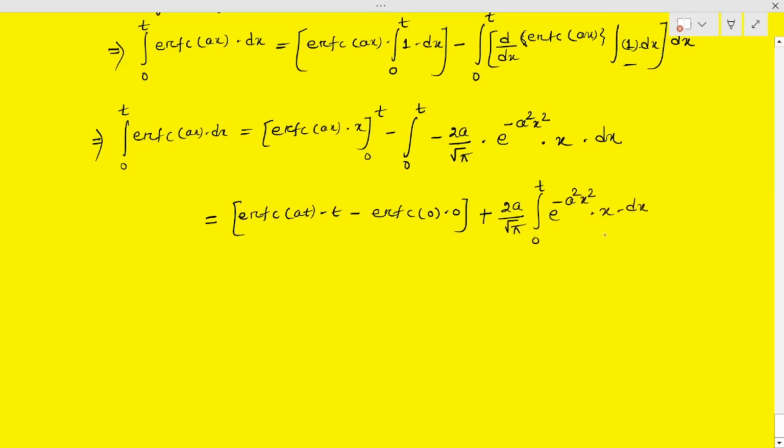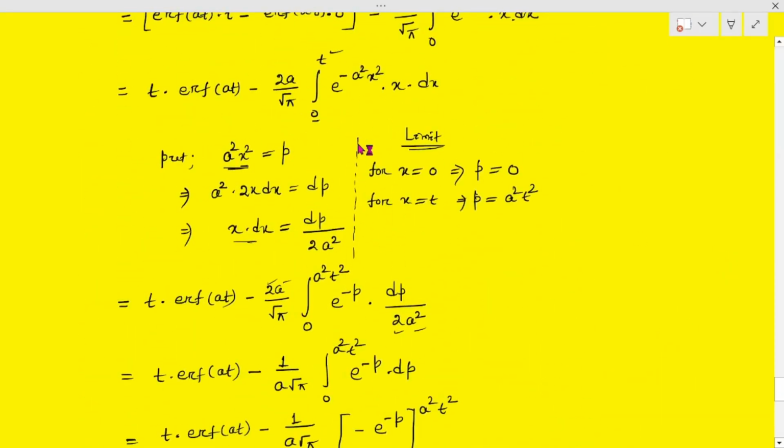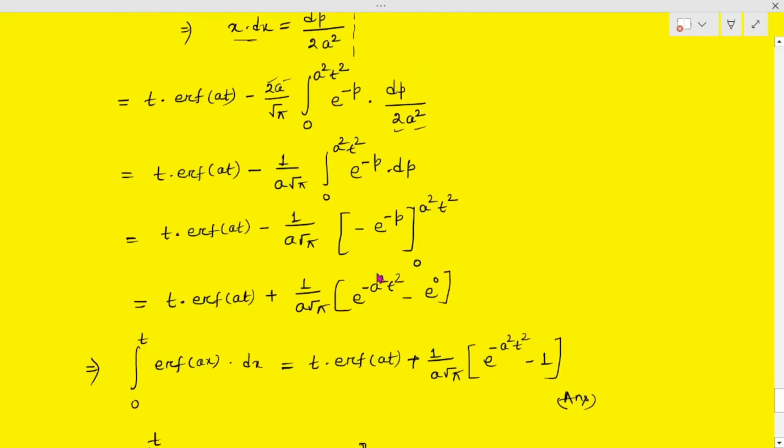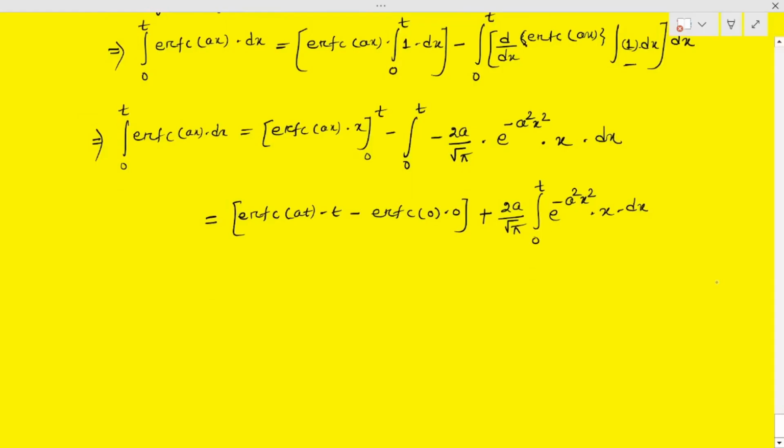We follow the same procedure as before. If I consider the integration of this much, how much do we find? We found this one. I can write it directly, but let us do the steps. Complementary error function of at into t, because this part will be 0, plus 2a by root pi, integral from 0 to t of e to the minus a square x square into x dx.